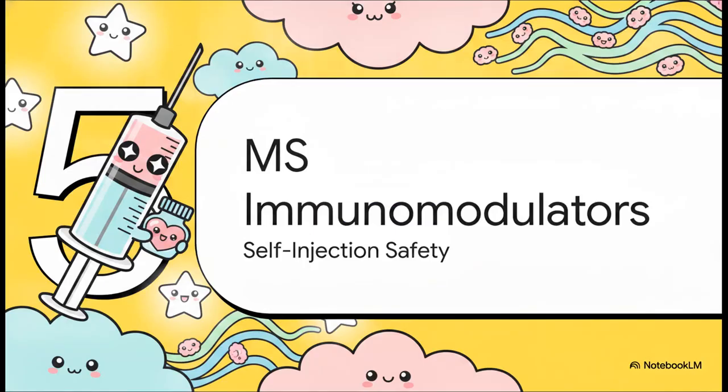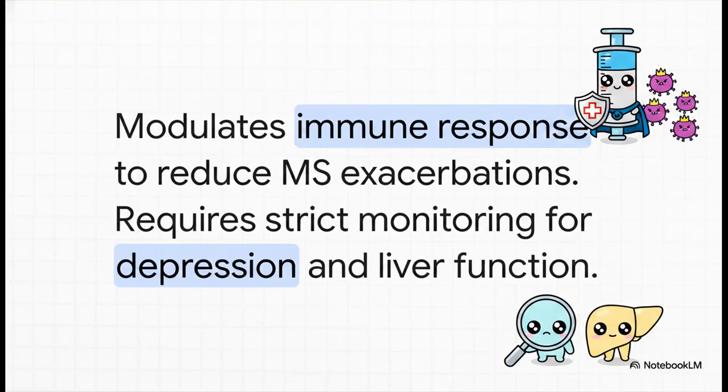Section 5. MS Immunomodulators and Injection. Let's talk about multiple sclerosis. Direct-acting immunomodulators, specifically interferon beta-1a and 1b, are just incredible for reducing MS exacerbations and slowing down physical progression. They modulate the immune response and even have antiviral effects. But here is the critical nursing assessment.